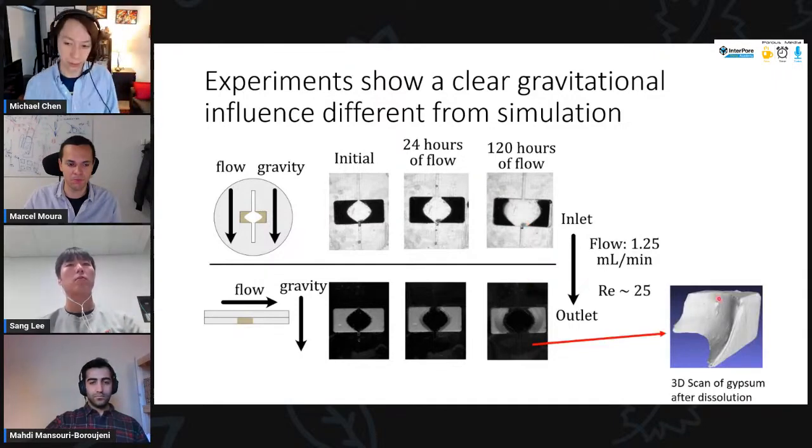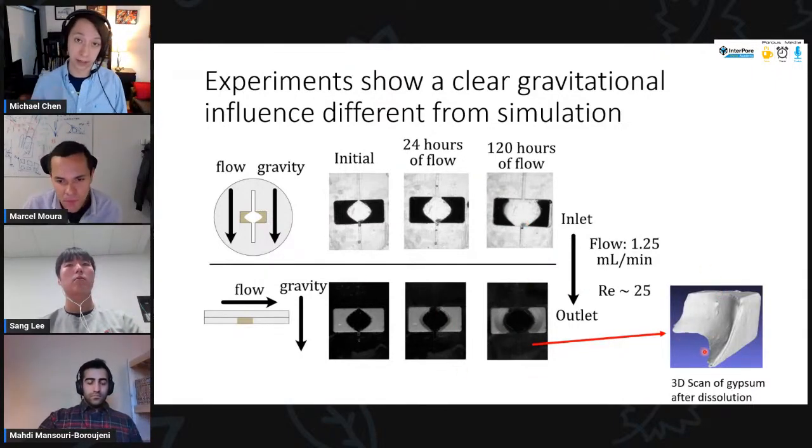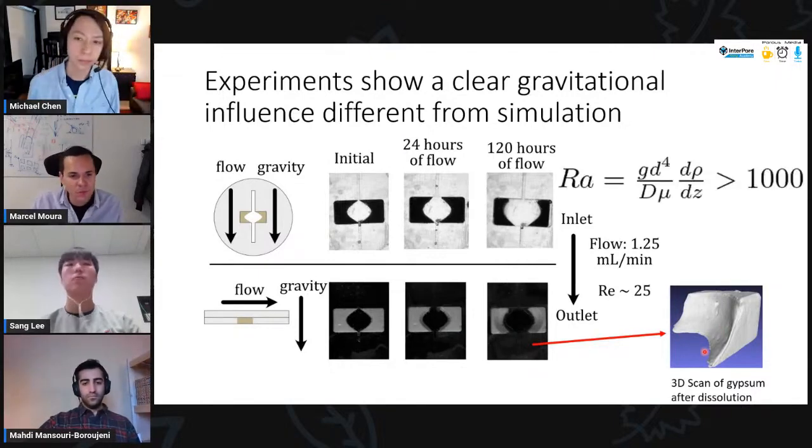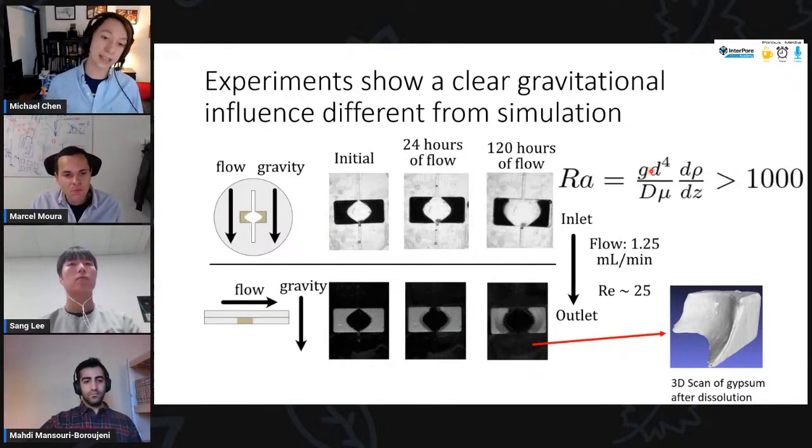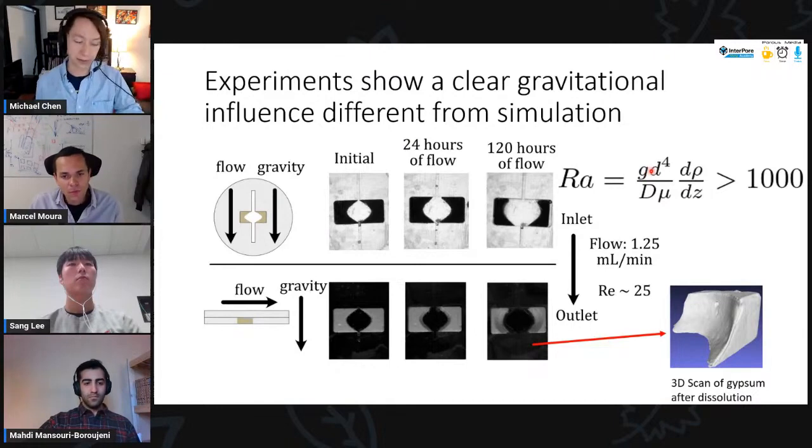And indeed, if we look at 3D scans of this experiment, we very clearly see that in the solid patterns. We can then estimate the strength of this effect via the Rayleigh number, where we're looking at essentially the density contrast compared against diffusion for the system. And we see that it's above 1,000.